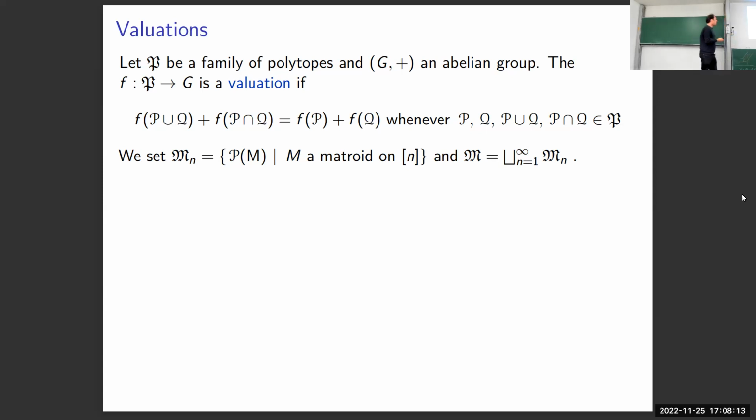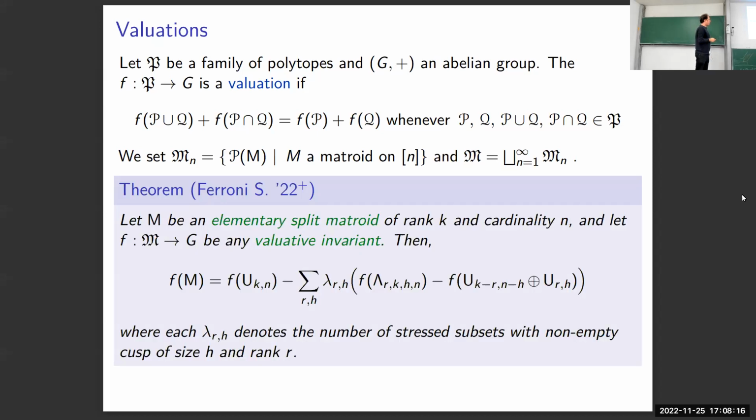Because they interact particularly nicely with these elementary split matroids. So if I have an elementary split matroid of some rank and some cardinality, so let's say rank K and cardinality N, then I can express the valuation on that matroid by evaluating only three different types of matroid: the uniform matroid, these cuspidal matroids, and then direct sums of uniform matroids. Which is pretty nice because there are very many of these elementary split matroids. They can be complicated, but this formula tells you that if you want to figure out what this valuation is, you just need to understand these three types.